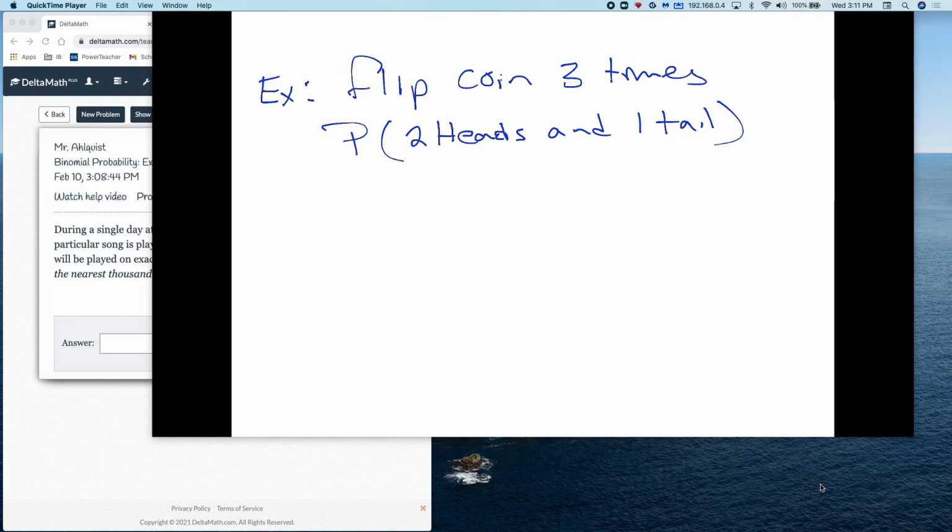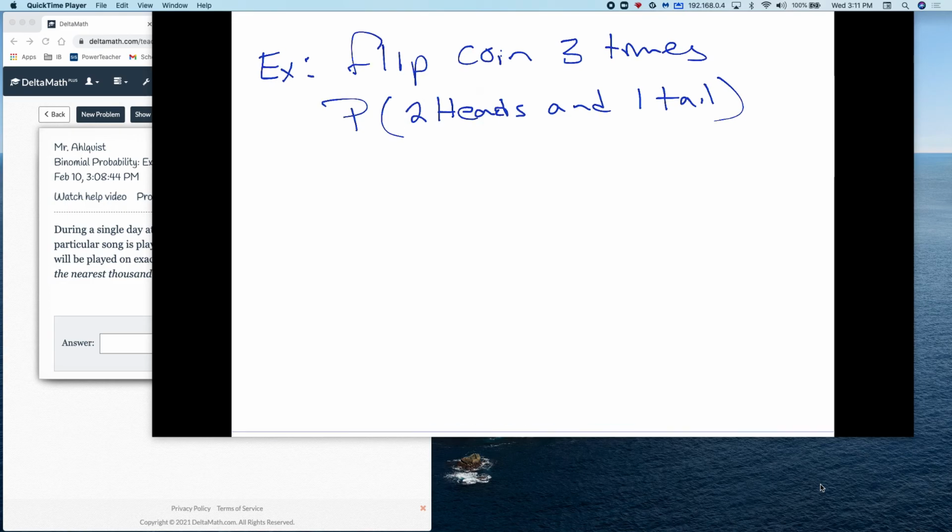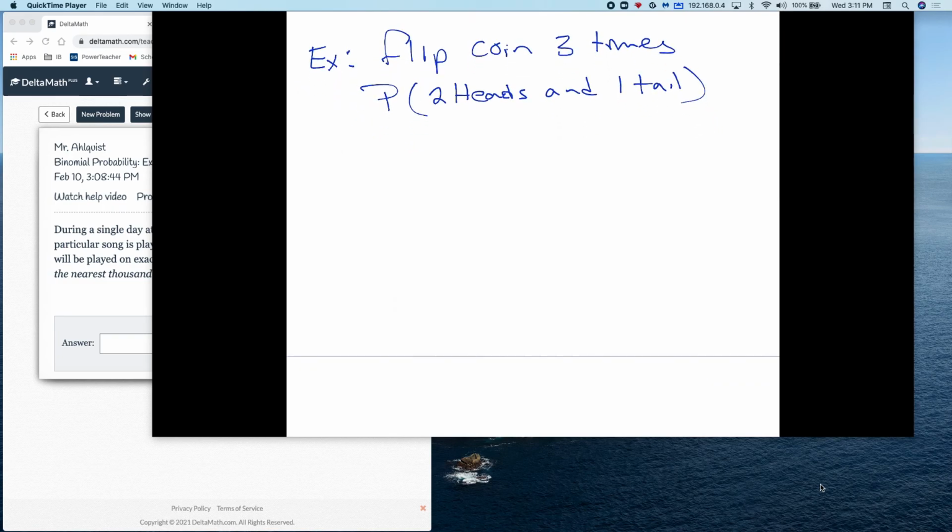Well, one of the things that you can think about is that we could do a tree diagram on this. With the tree diagram, we could say, okay, well, we could get a head, or we could get a tail. We could get a head, or we could get a tail. We could do this on all of these branches.